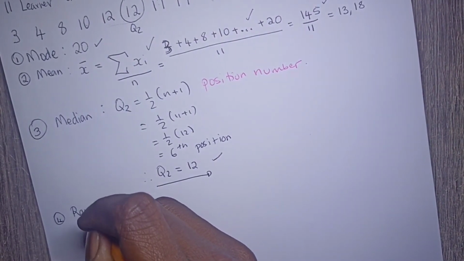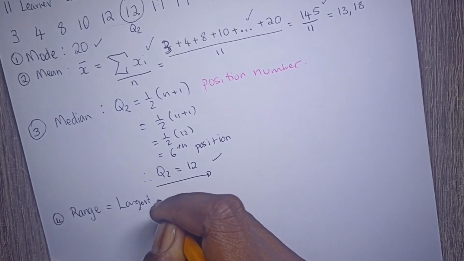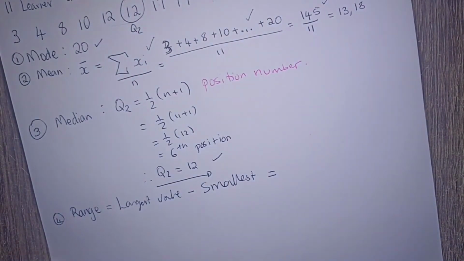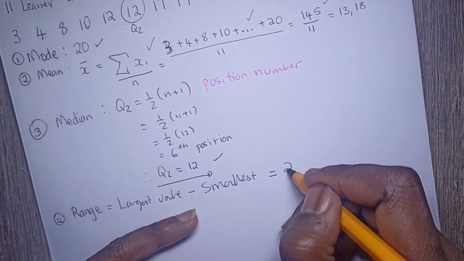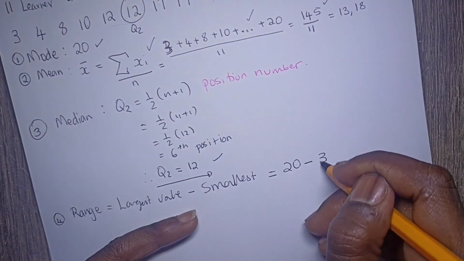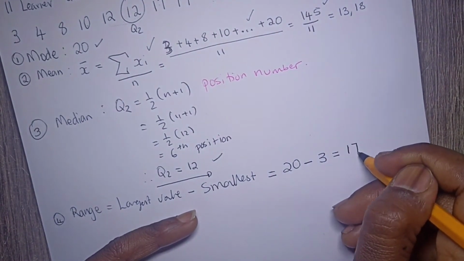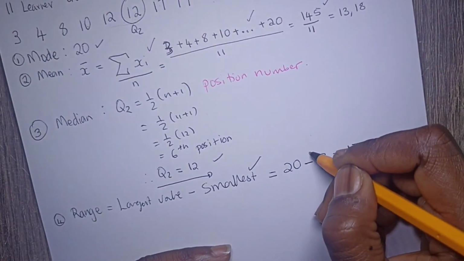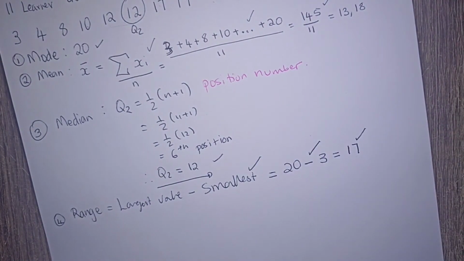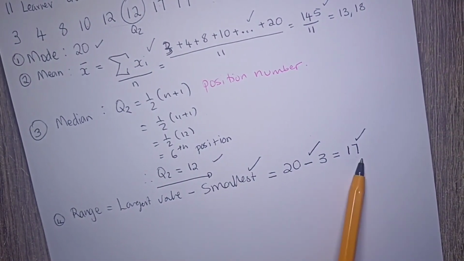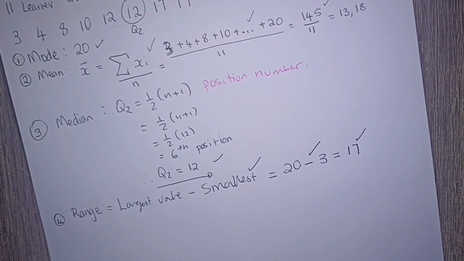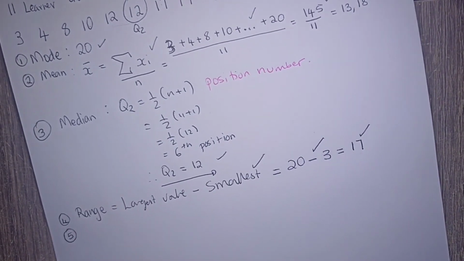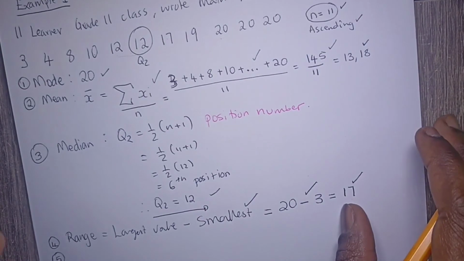Then number 4, let's calculate the range. What is the range? We said it is the largest value minus the smallest. In this case, the biggest number is 20, and the smallest number is obviously 3. So the range is 17. You get a mark for the formula, for the step, and for the answer. So make sure that you show all your workings. Don't just write the final answer. Show all your workings. And then we do number 5. I hope you can see that. Are you able to see?